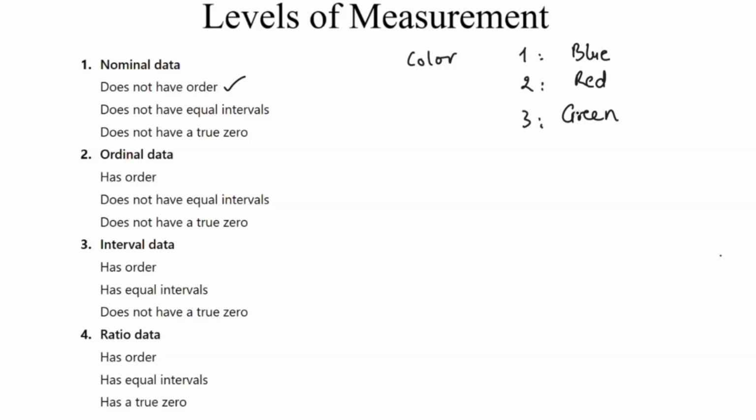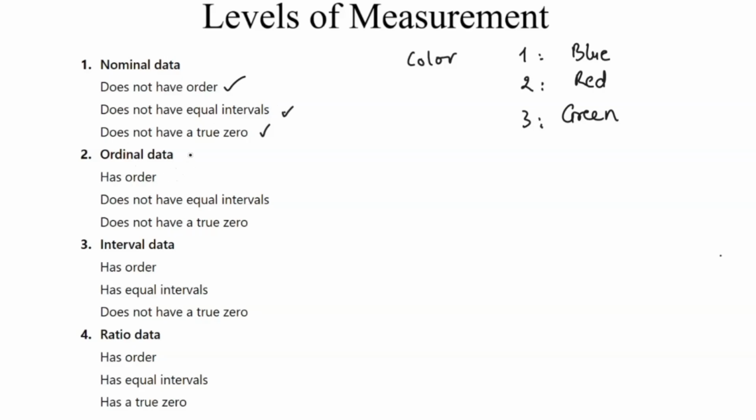Okay, it doesn't have equal interval because 2 minus 1 is 1, right? But you cannot take subtraction of red and blue. You cannot take red minus blue because it's not legit. So it doesn't have equal interval, okay? It doesn't have true zero because this is a label. You label it, so it doesn't have true zero, right?